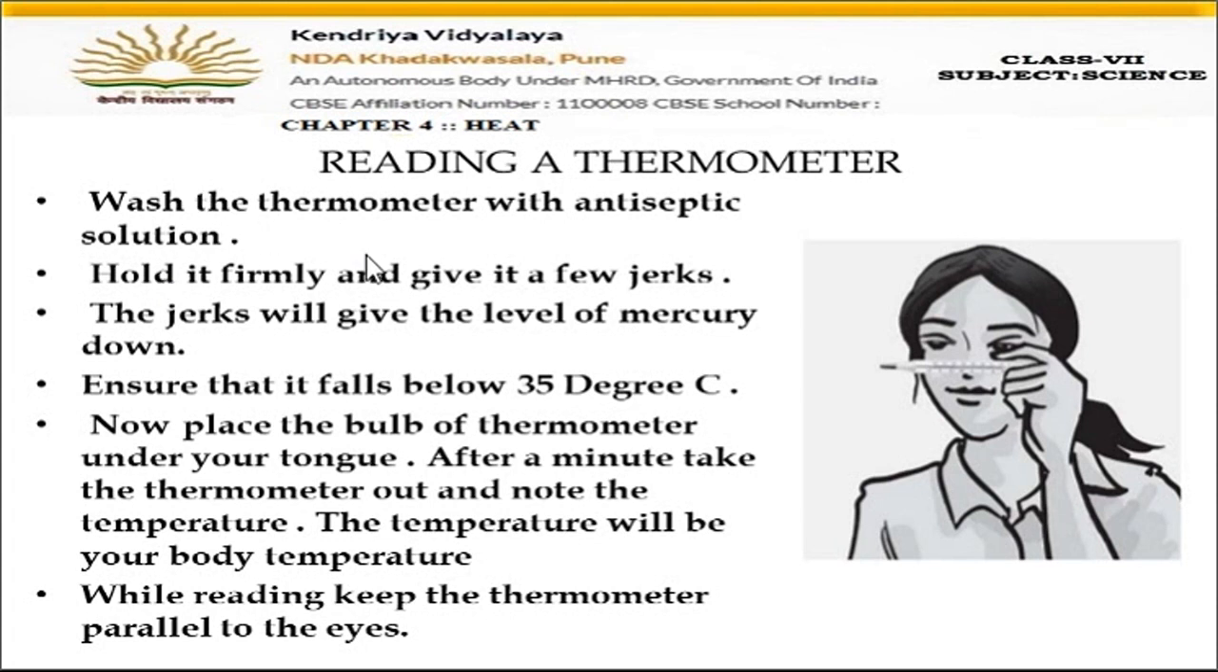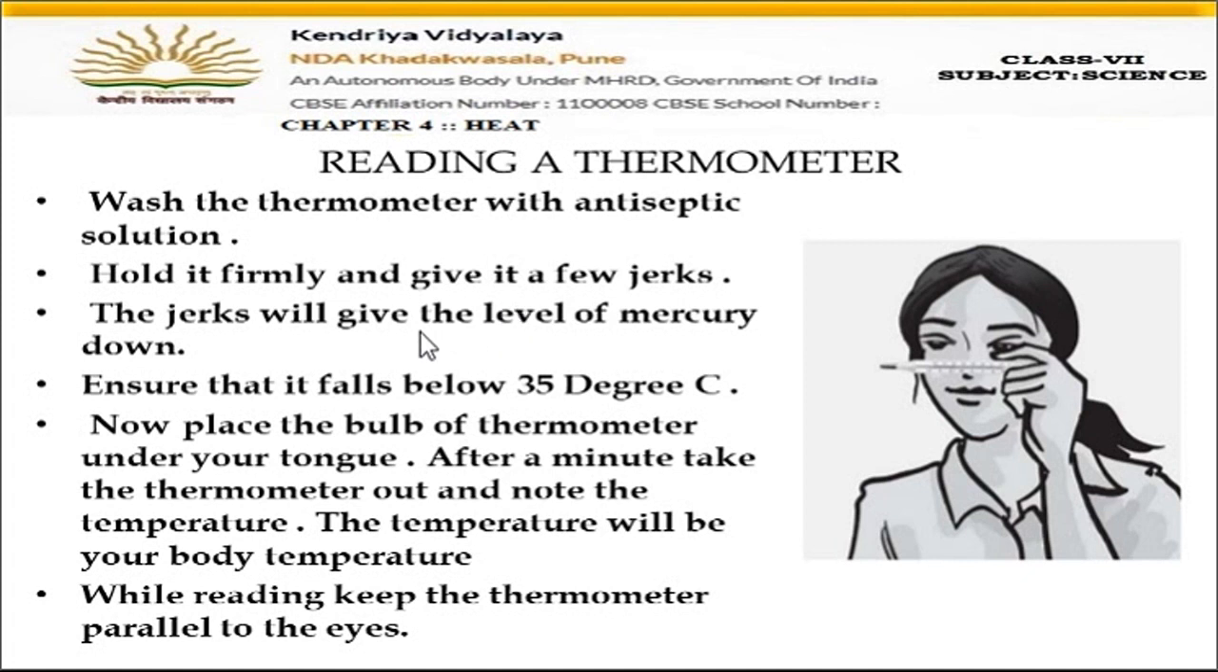Now, so first is to wash the thermometer. Then second, hold it firmly and give it a few jerks. You have seen at your homes your elders doing this activity. Before using the thermometer, they give it a few jerks. They shake the thermometer, okay? Because if the mercury is up in the narrow glass tube, it will come down into the bulb again. And remember, there is a kink in between which stops the flow of mercury back to the bulb. So a few jerks have to be given so that all the mercury comes back to the bulb.